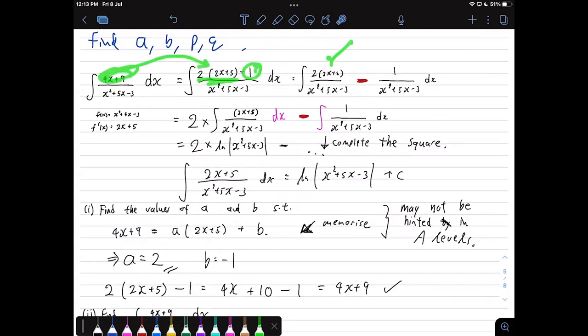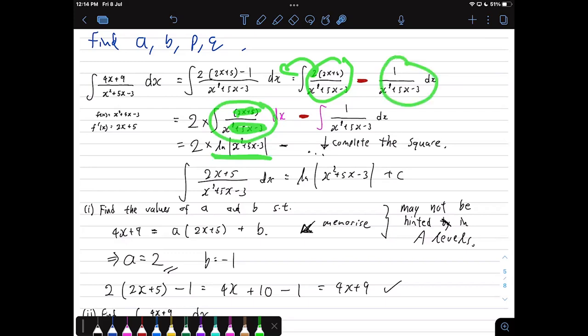So you can split up the integral. The first integral, factor 2 can be taken out. You're left with 2x plus 5 over x squared plus 5x minus 3. This is your f prime x over f of x. You can get your ln modulus denominator. Second integral, you just have to complete the square and solve it. Must remember this trick.